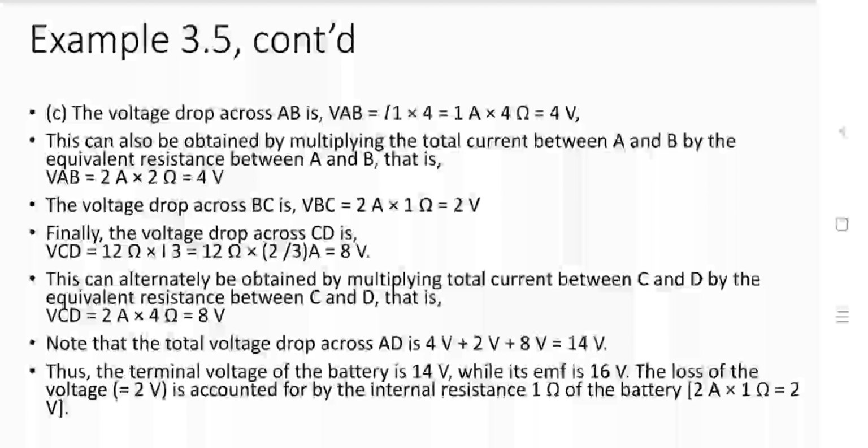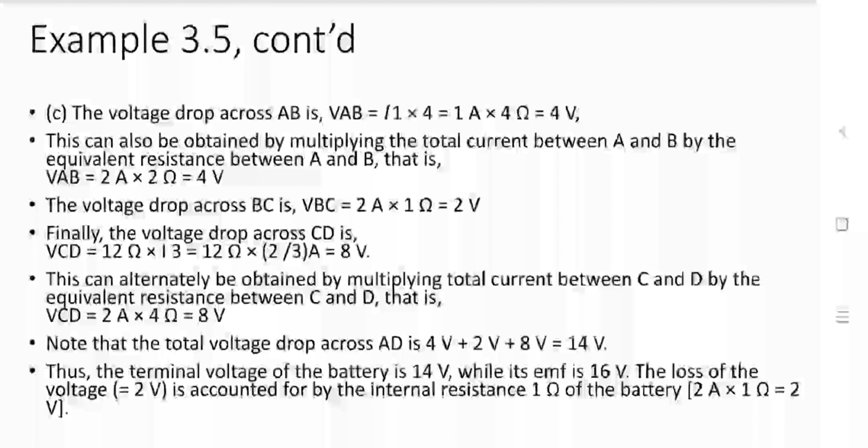If we want the total voltage drop between A and D, the starting point and end point, then we add all these three values: VAB plus VBC plus VCD. So 4 volt plus 2 volt plus 8 volt, that would be 14 volt. So from the supply we have 16 volt, but here the voltage drop, the potential difference, is 14 volt.